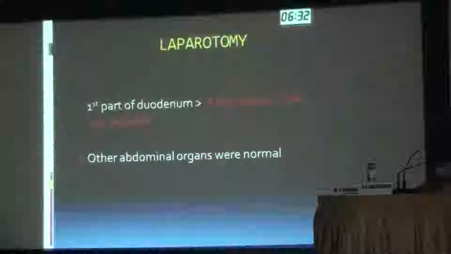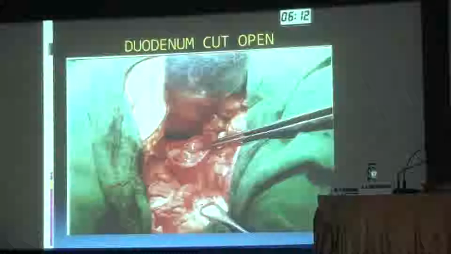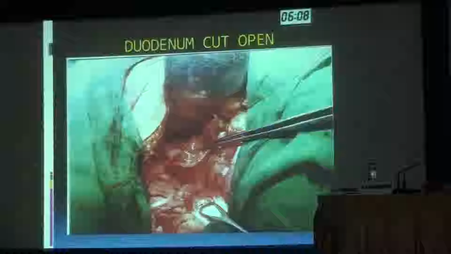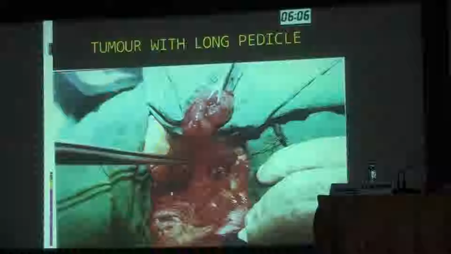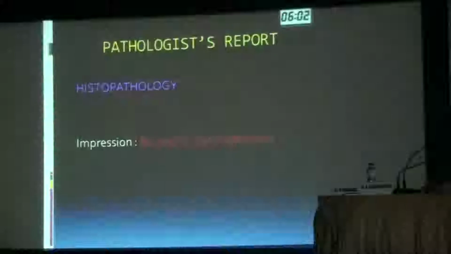So, laparotomy was done, and there was a big mobile mass palpable in the first part of duodenum. Other abdominal organs were normal. So, a pedunculated mass was seen arising from the posterior wall of duodenum. Duodenectomy, closed in two layers. This is the duodenum cut open. This is a tumor with long pedicle, and this is an excised specimen.